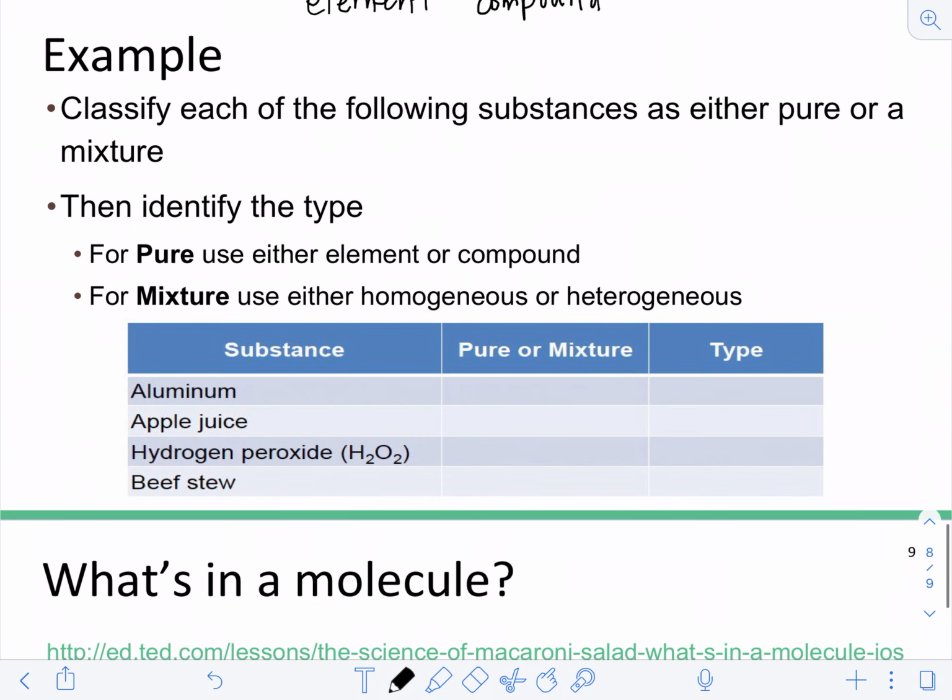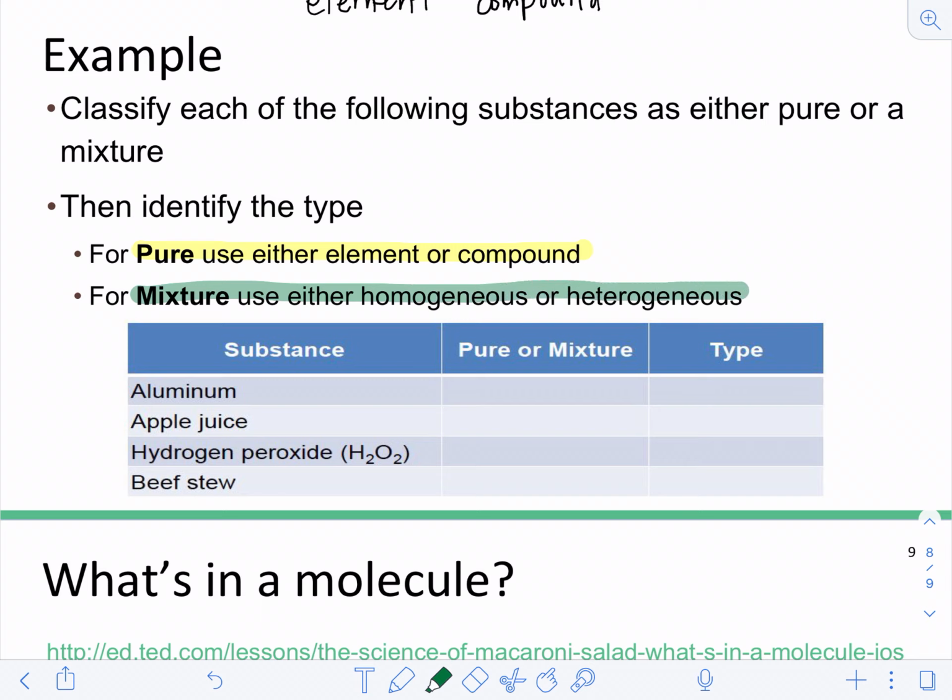All right, so let's take a look. Classify each of the following substances as either pure or a mixture. Remember, pure substances are either elements or compounds. Then if we have a mixture, we can describe it as either being homogeneous or heterogeneous.